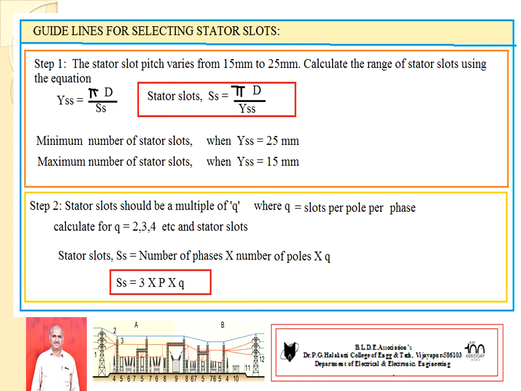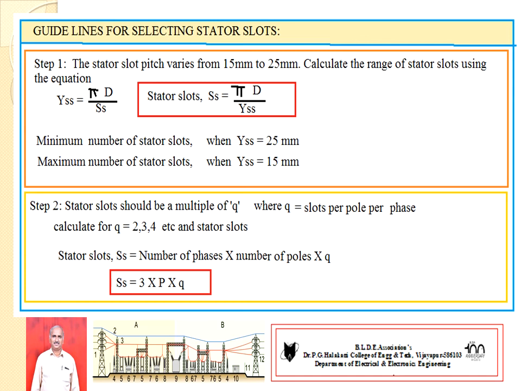Guidelines for selecting stator slots. Already we have discussed one point. The slot pitch should lie from 15 mm to 25 mm. So by using this relation, you have to calculate the number of stator slots when YSS equals 25 mm, and again you calculate the number of stator slots when YSS equals 15 mm. Hence, it gives the range variation of stator slots from minimum number to maximum number. Step number 1.